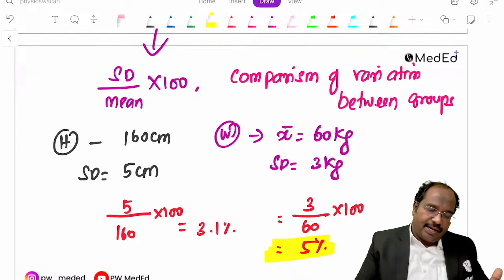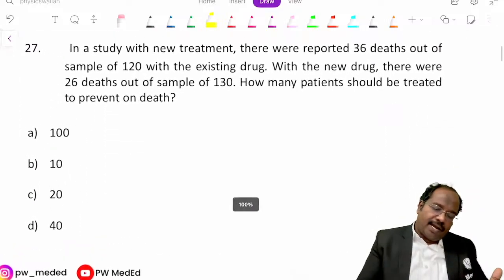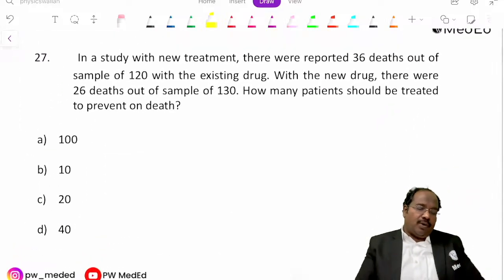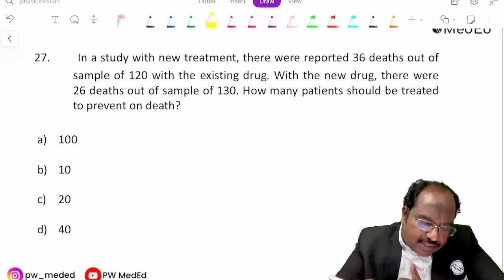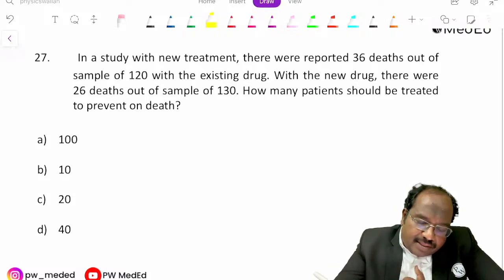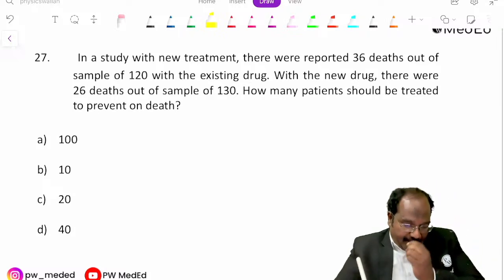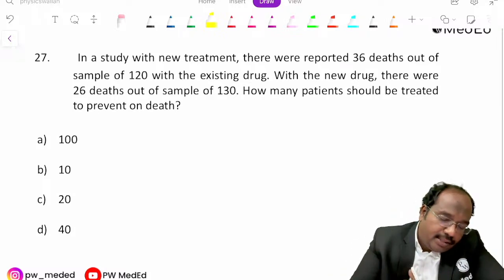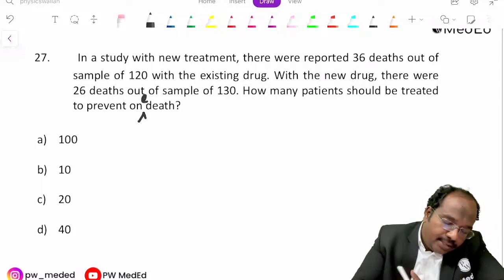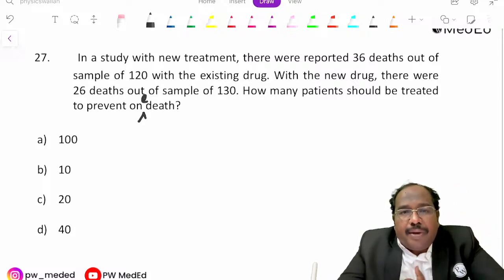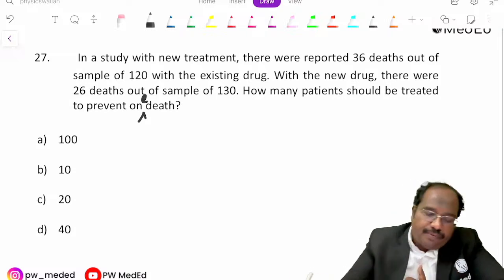Okay, fine. We'll go to the second question, another problem. In a study with a new treatment, there were 36 deaths out of a sample of 120 with the existing drug. With the new drug, there were 26 deaths out of 130. How many patients should be treated with the new drug to prevent one death?